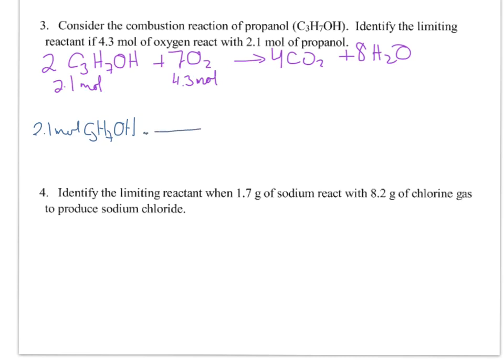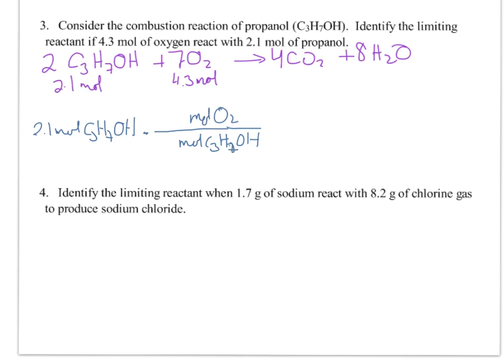I'm going to do a conversion factor. On the bottom, I'm going to put moles of propanol. On top, I'm going to put moles of my other reactant. And since I'm given moles here, I want to end up with moles so I can compare the two numbers. If I were given grams, then I'd continue and go to grams. So you need both of these to be the same unit so that you can compare them.